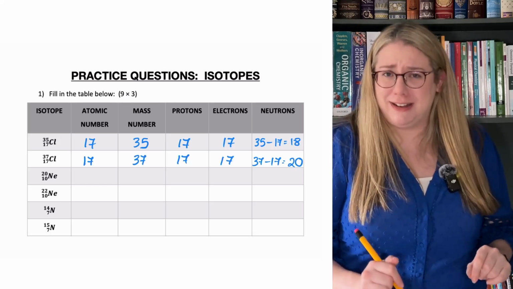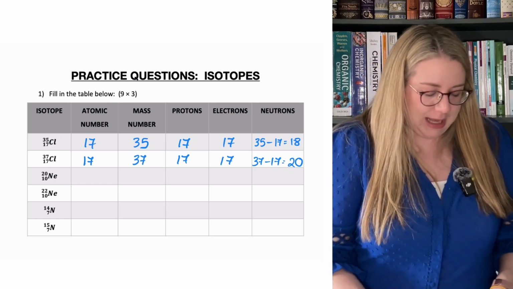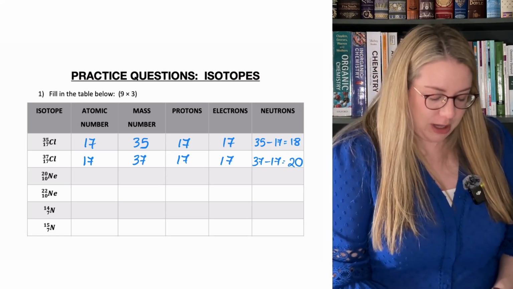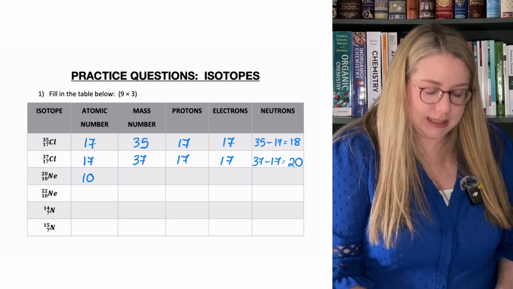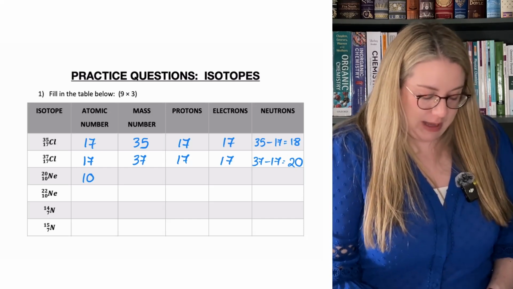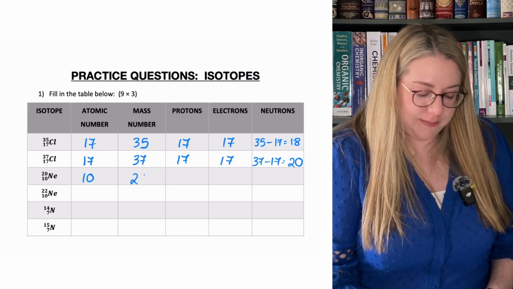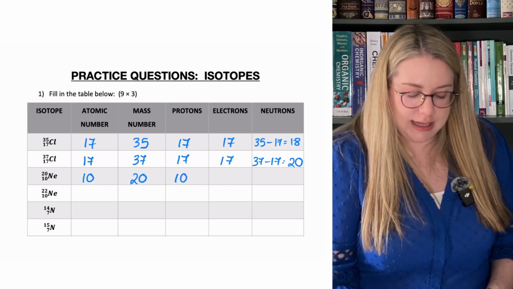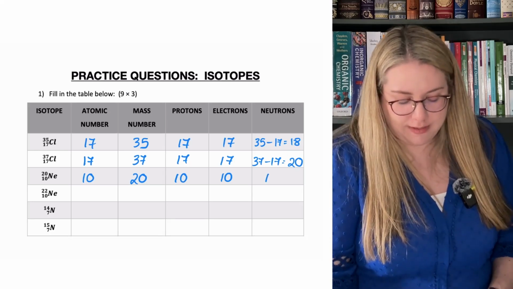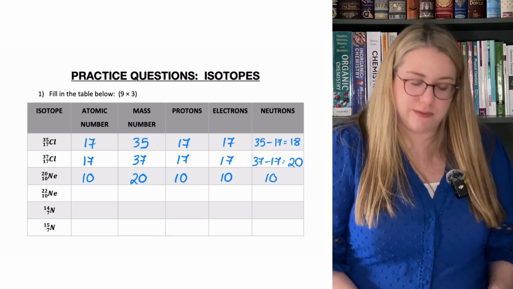So we're doing well that I haven't made a mistake yet. Now we're going down to neon. Neon has two stable isotopes. So the atomic number is different because the element is different. The atomic number is 10, the number on the bottom left. The mass number is 20. So 10 protons, 10 electrons, and now look, 20 minus 10 is 10. So 10 neutrons as well for that one.